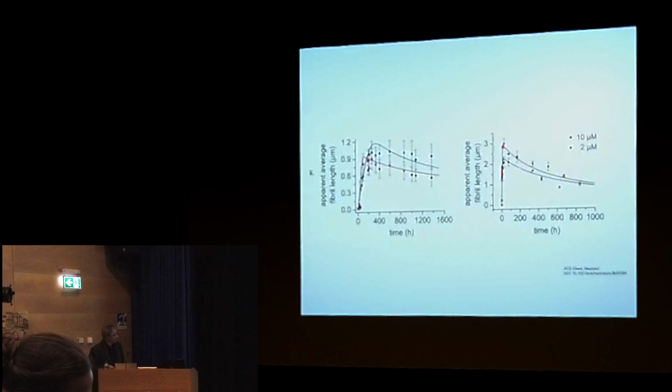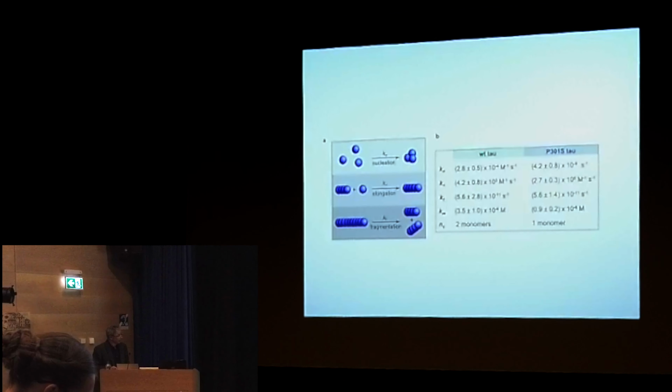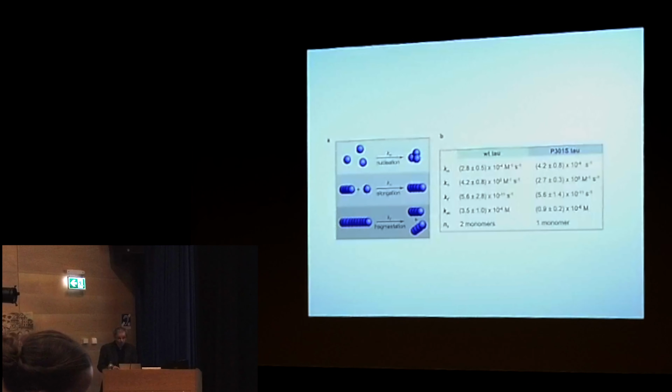So what we find is this is the rate constant for the elongation of the wild-type protein, and this is for the mutant. Hopefully you can see that these differ by about a factor of 100. The mutant can elongate 100 times faster, and we have this fragmentation rate now for the first time for tau, and these fragmentation rates for the wild type and the mutant are similar. We get a bunch of other rate constants that are of no interest for the moment.